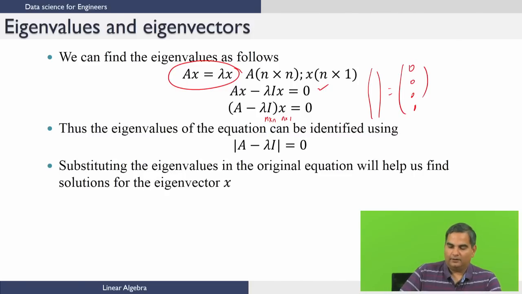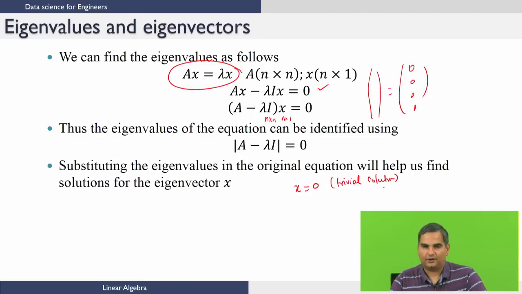Now we have everything that we need to solve this equation. So what I am going to explain to you is the following. If I want to get an x which is not all 0, notice that if x is all 0, this is a solution, right? So x equal to 0 is a solution, but we are not interested in this solution because this is what we call a trivial solution. We are only interested in solutions that we call non-trivial. At least one of the x's will have to be non-zero.